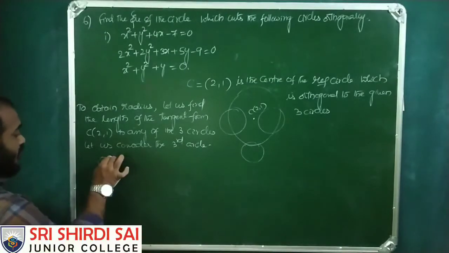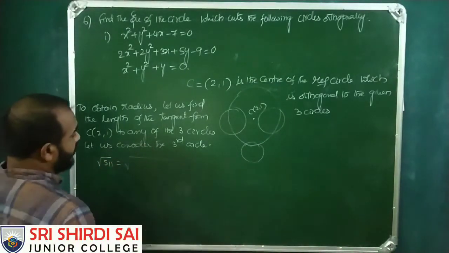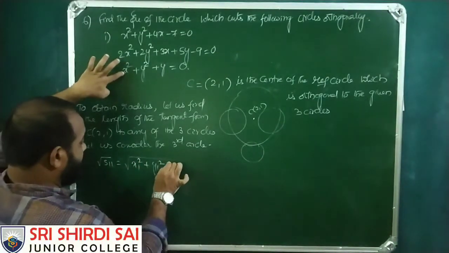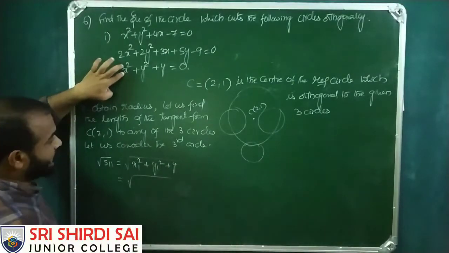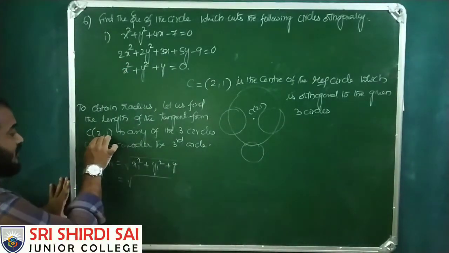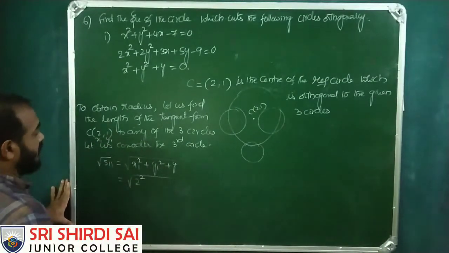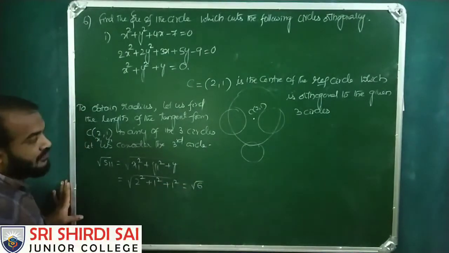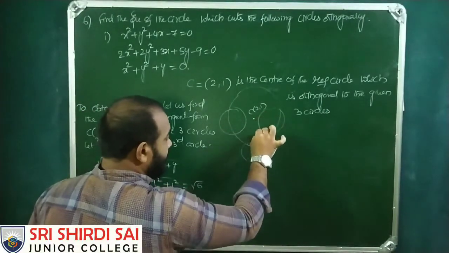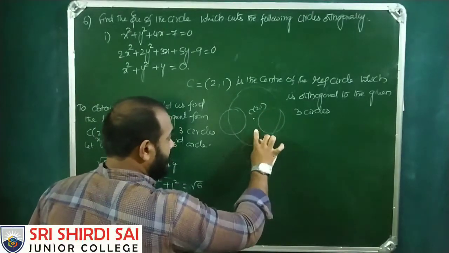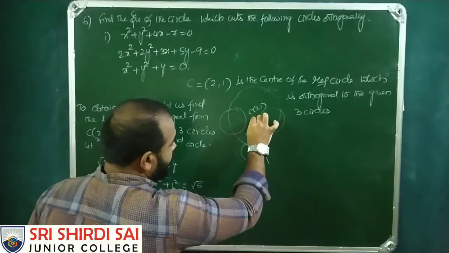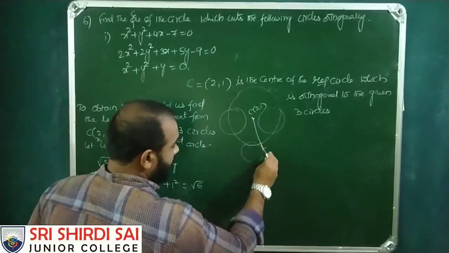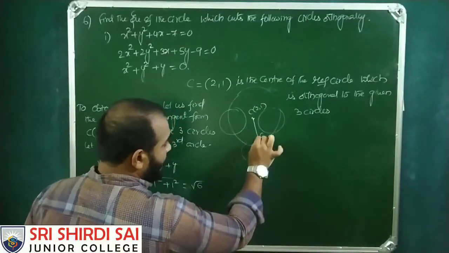So now root S11 is root of x1 square plus y1 square plus y. So this x1, y1 is (2, 1). So 2 square plus 1 square plus 1 square is equal to root 6. That means the length of the tangent from this point to this circle is root 6.